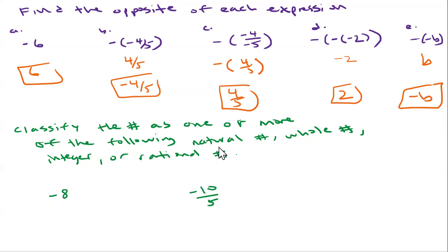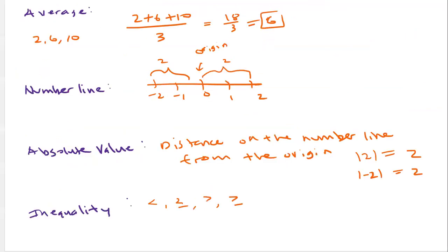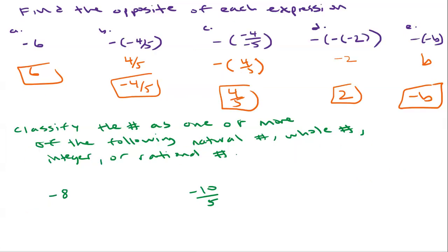Okay. So it's not a natural number. It's not a whole number. Is it an integer? Is -8 an integer? Yes, good, right? So -8 is an integer, so let's check that. Is it a rational number? Is -8 a rational number?